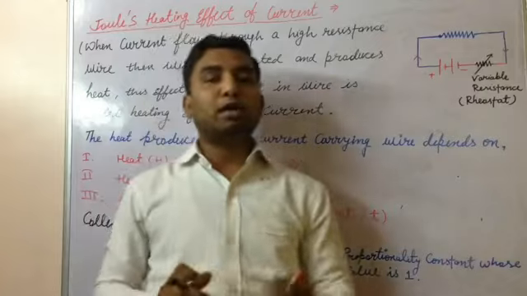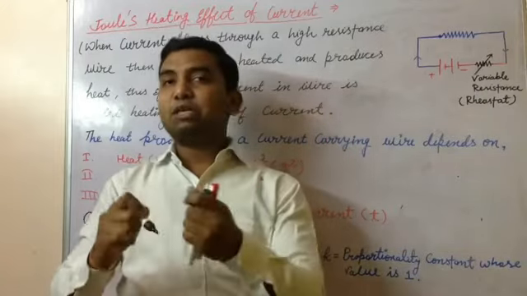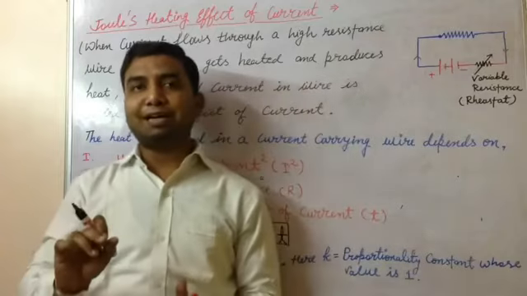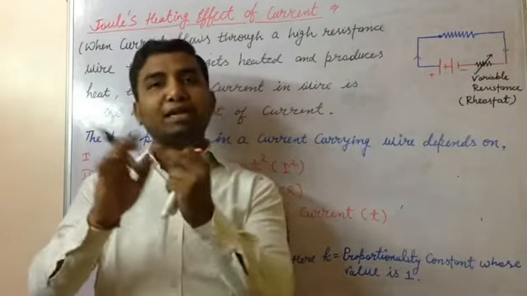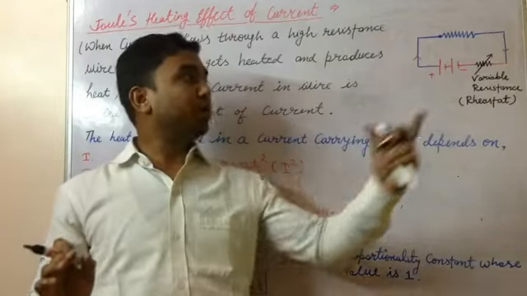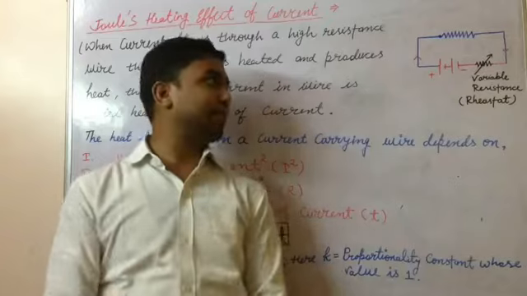If you want to increase the current, then you will decrease the resistance. Like we use in our homes, in fans, a regulator is there. If you rotate the regulator knob, then the speed of the fan keeps on changing. So that's a variable resistance that varies the value of current flowing in the circuit.